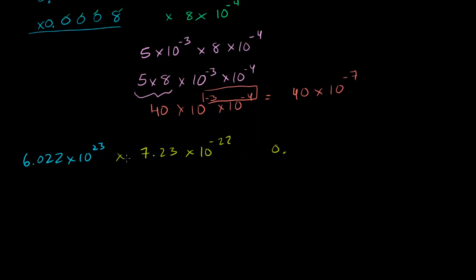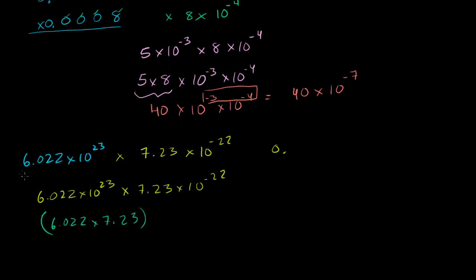But the multiplication, when you do it in scientific notation, is actually fairly straightforward. This is going to be equal to 6.022 times 10 to the 23rd times 7.23 times 10 to the minus 22. We can change the order. So it's equal to 6.022 times 7.23, that's the first parts of our scientific notation, times 10 to the 23rd times 10 to the minus 22. And now you're going to have to do some little decimal multiplication right here.